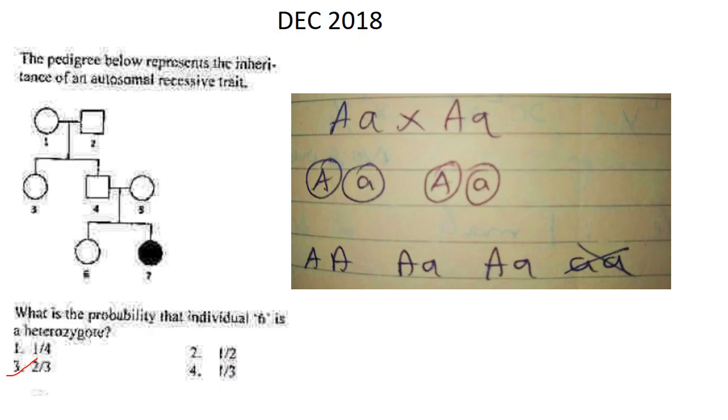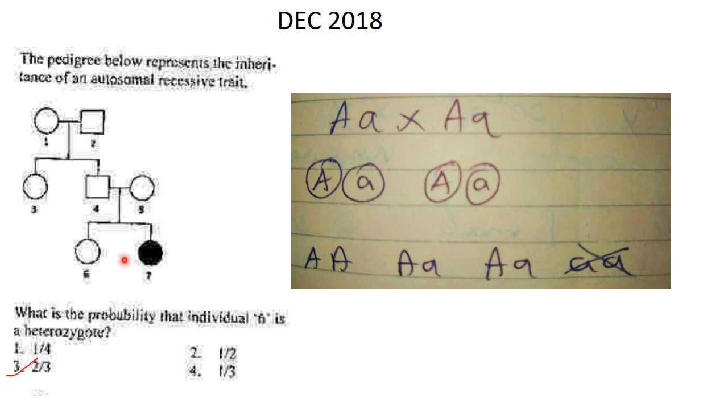Then coming to year December 2018. The pedigree below represents inheritance of an autosomal recessive trait. What is the probability that individual 6 is a heterozygote?